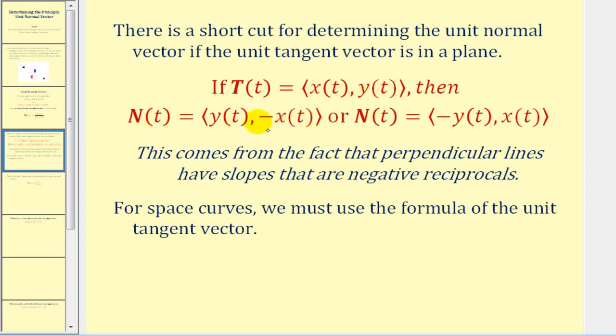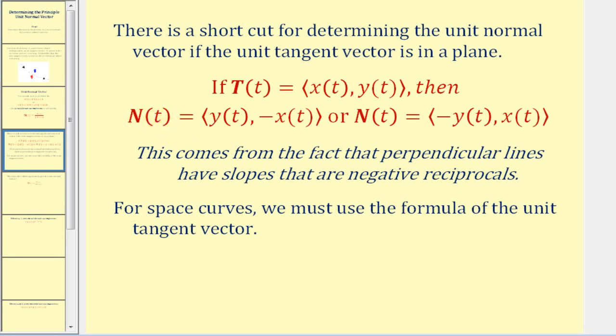The way we do that is we interchange the x and y components, and then we either change the sign of x of t or we change the sign of y of t. And the way we determine that is, remember that N of t must point in the direction that the curve is turning.